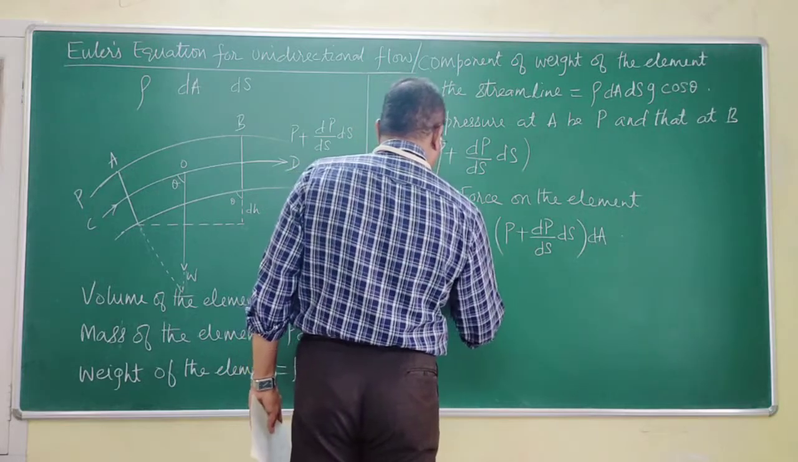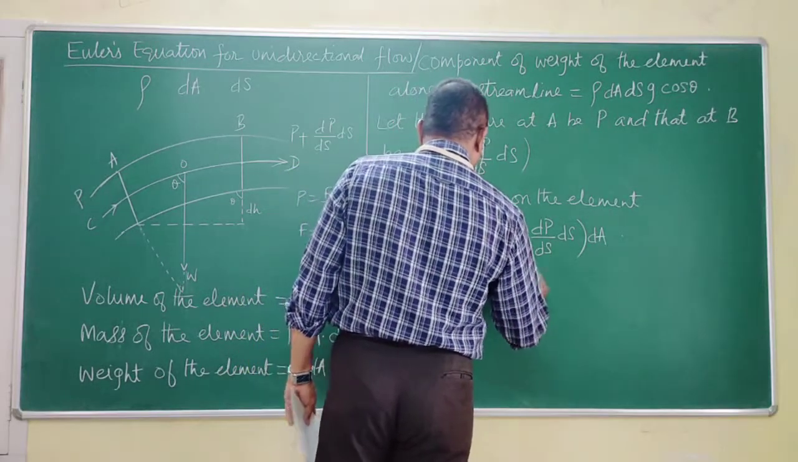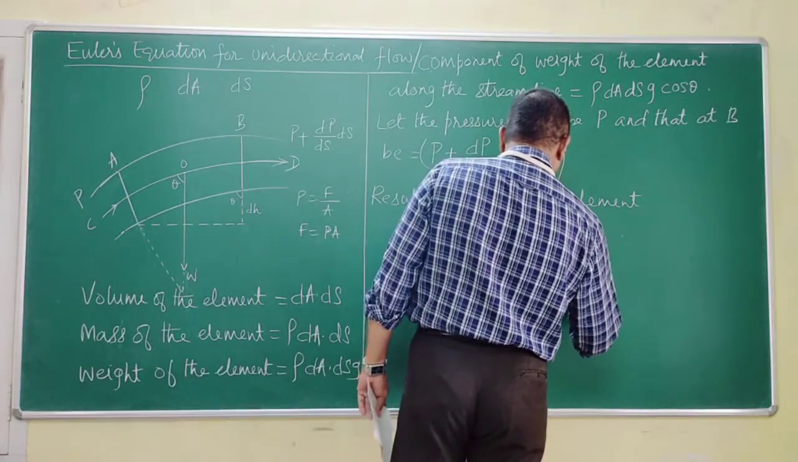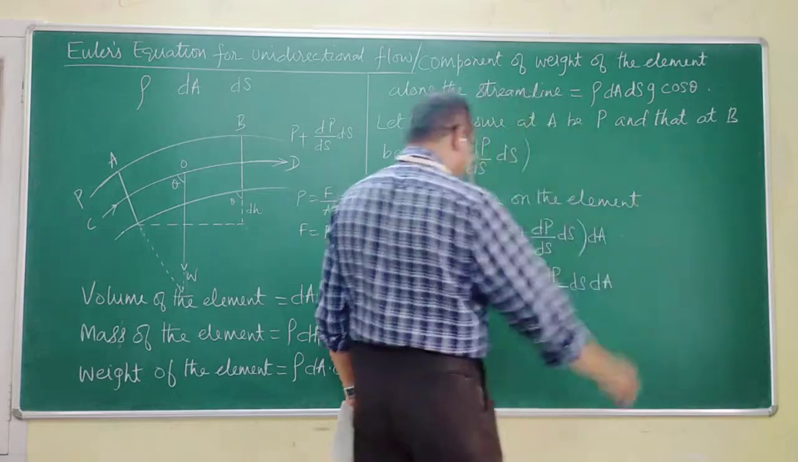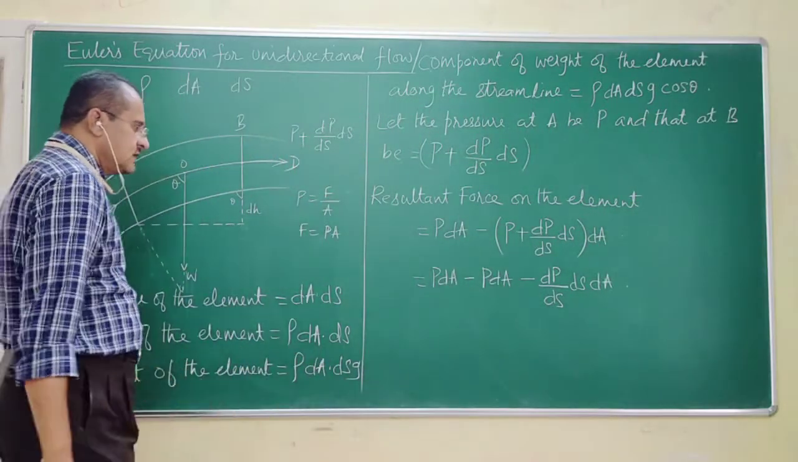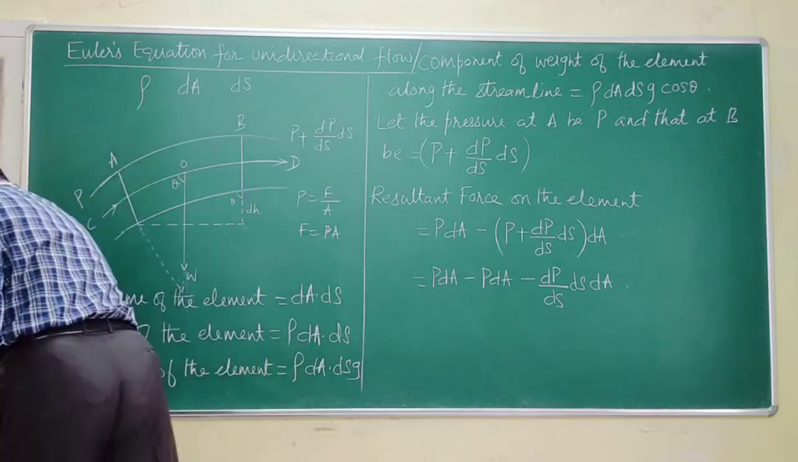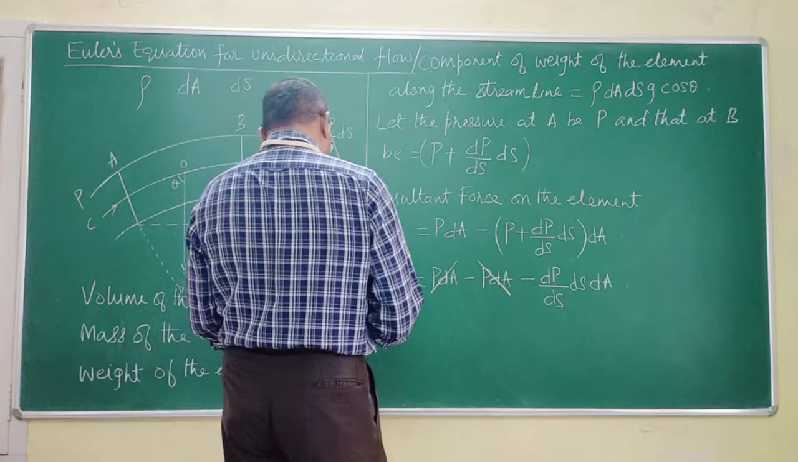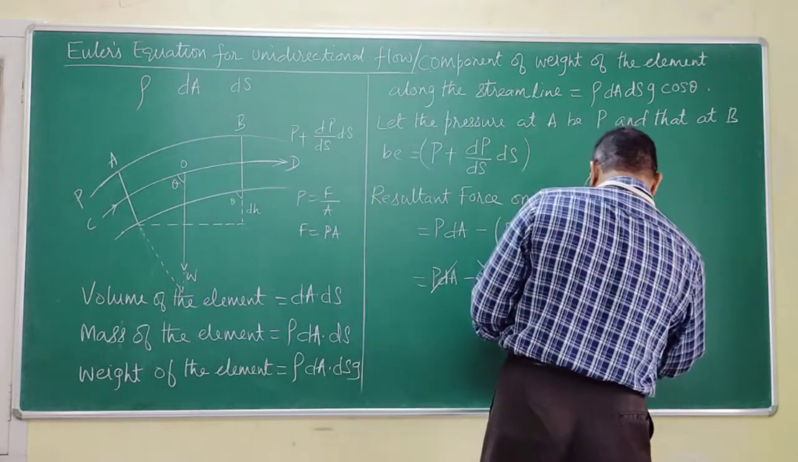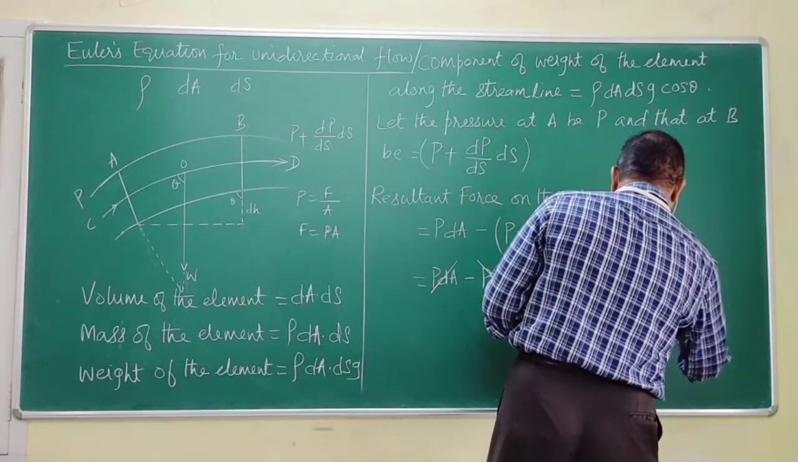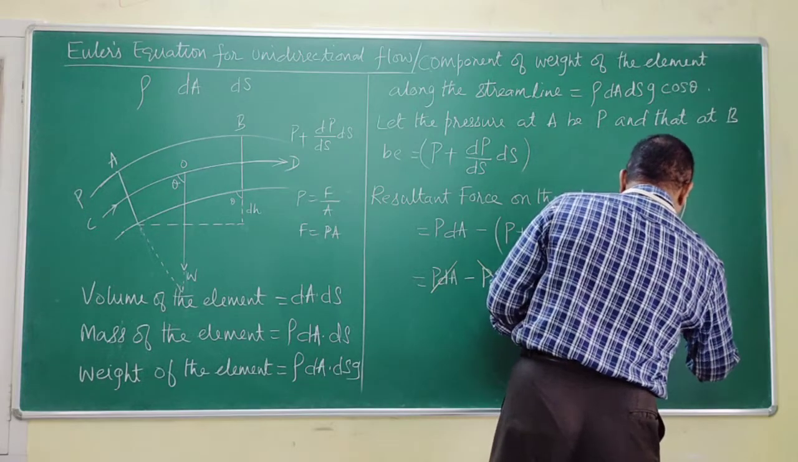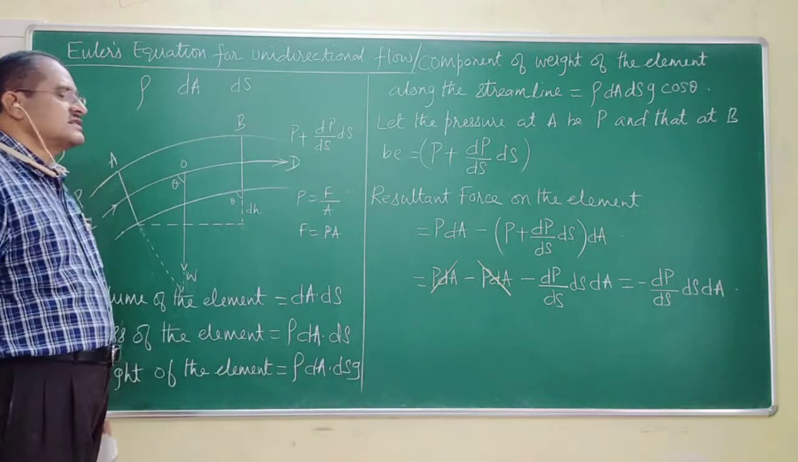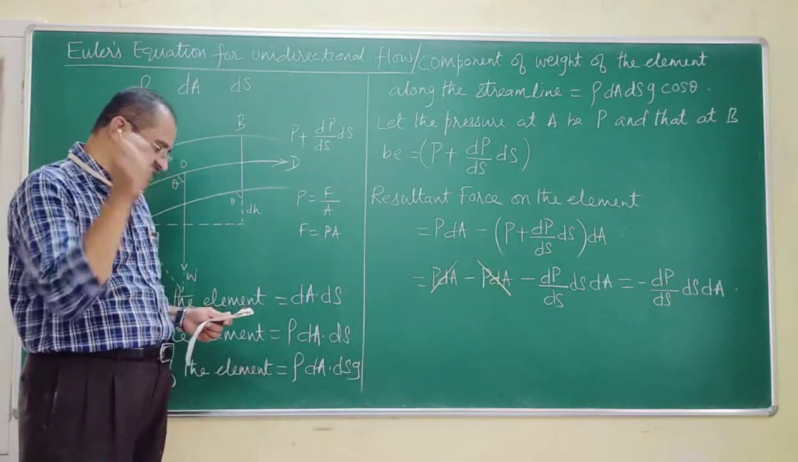P dA minus P dA minus dP by ds into ds into dA. Is that okay to you? Now this plus P dA minus P dA will go off. This will go off to give me the resultant as equal to minus dP by ds into ds into dA. That is the resultant force on the element.